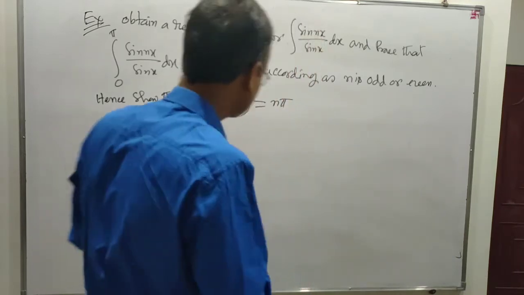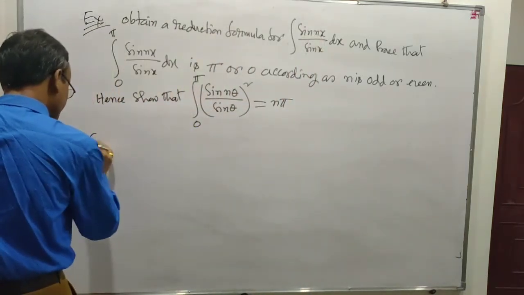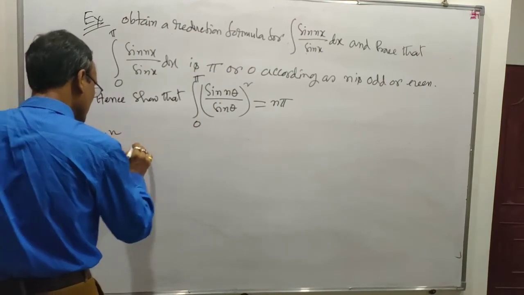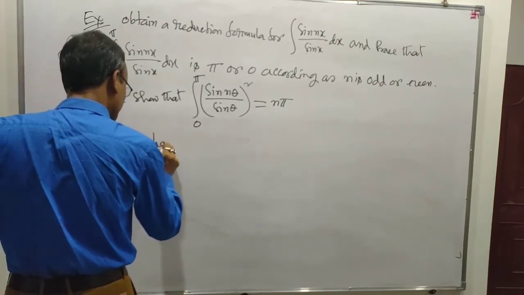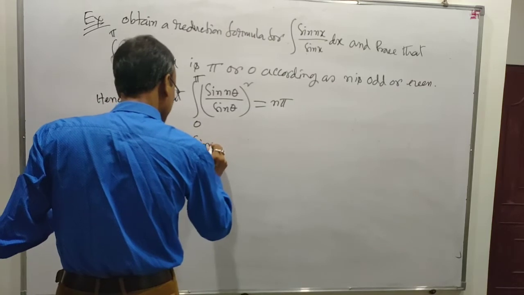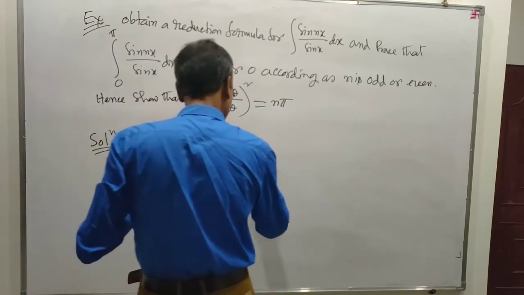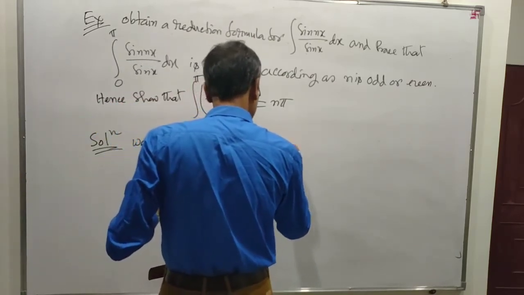You see, solution. You see, we have sin nx minus sin n minus 2x.